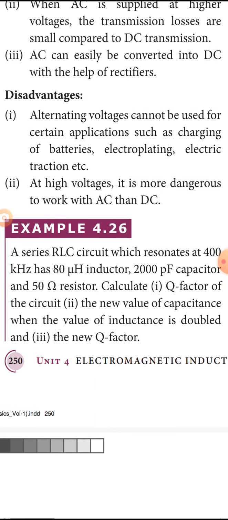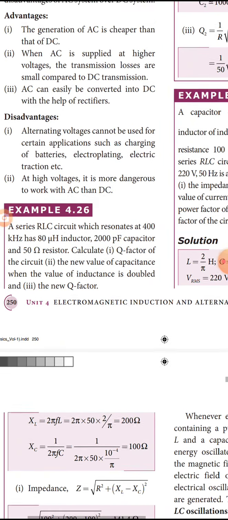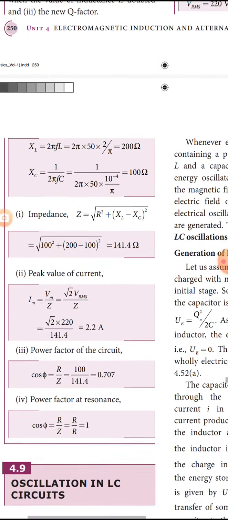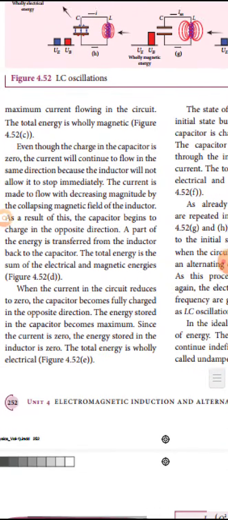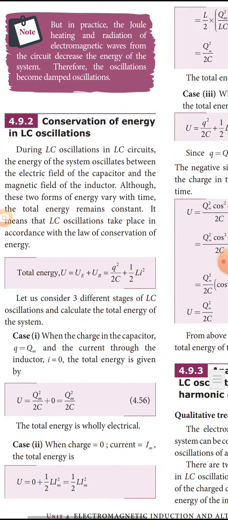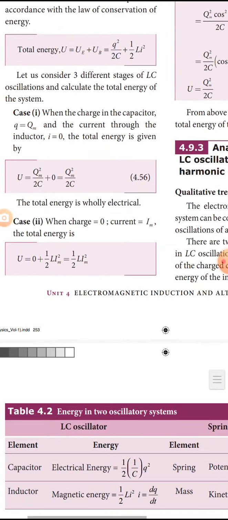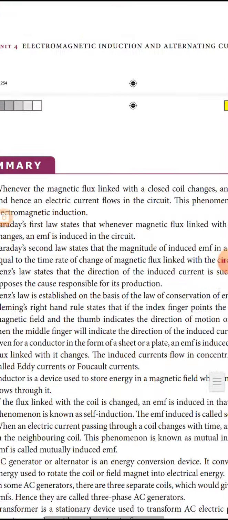And what are disadvantages? So alternating voltage cannot be applied for all the applications. Example, for charging of batteries, electroplating, electrotraction, etc. And at high voltages it is more dangerous, because AC is usually attractive, whereas DC is not attractive. So it is very dangerous to work in AC at high voltages. Next, oscillation in electrical circuits. So conservation of energy in LC oscillations. So that's all, this chapter is over.